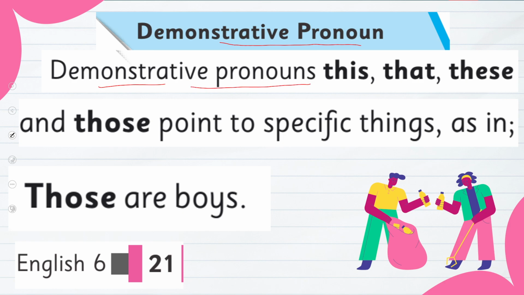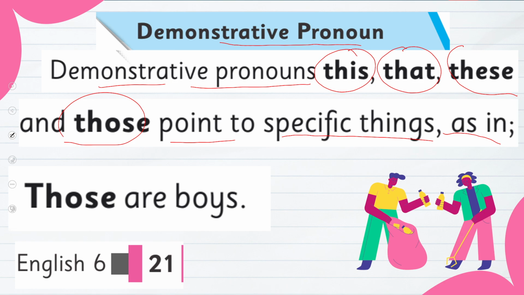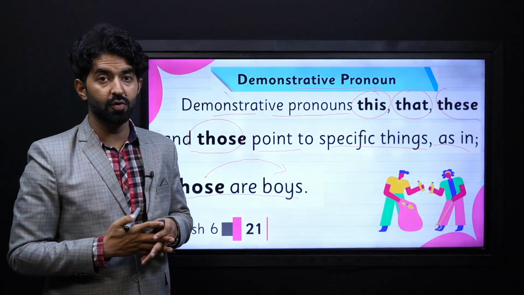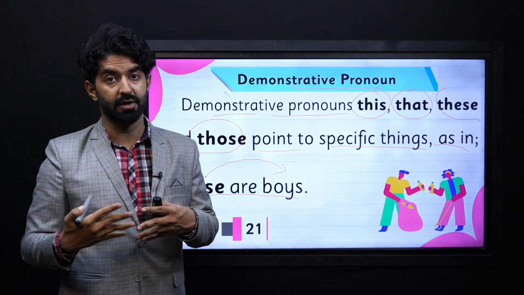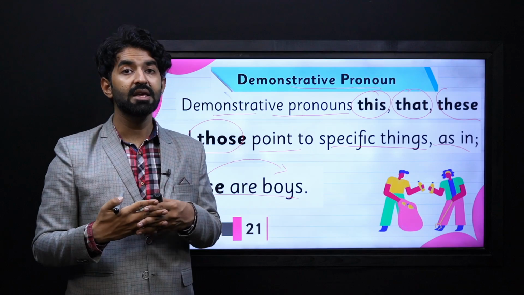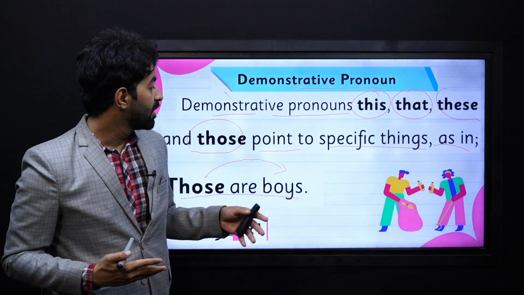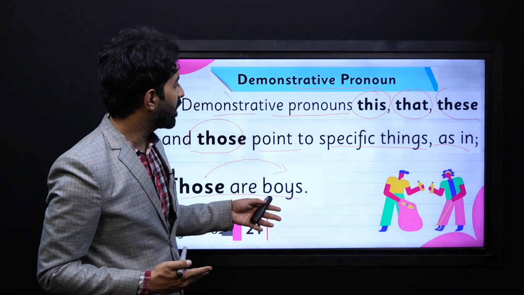Demonstrative pronouns like this, that, these, and those point to specific things, as in, for example, "Those are boys." So this is actually demonstrating and pointing. Now, we know that we use that and those when things are a little further from us, and we use this and these when they are near us. Now, in this situation, those are boys.